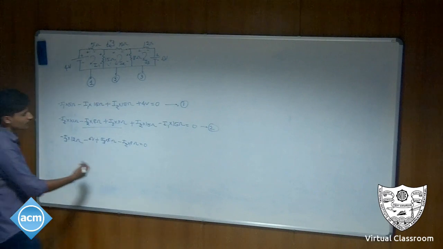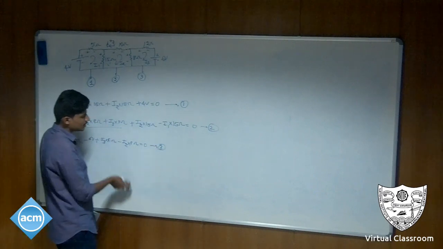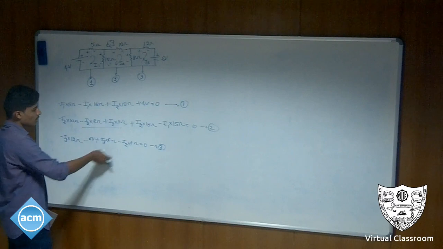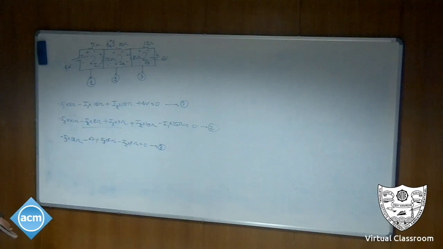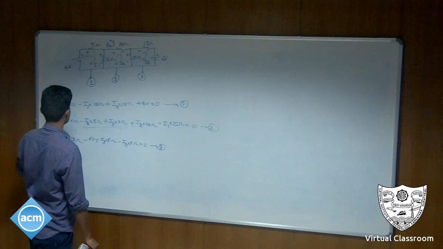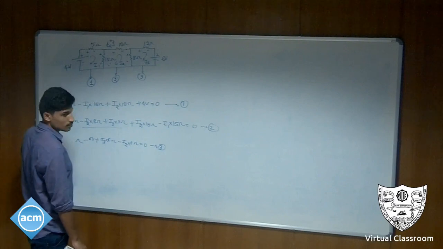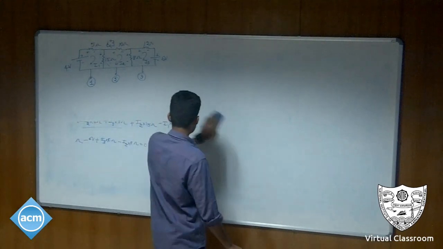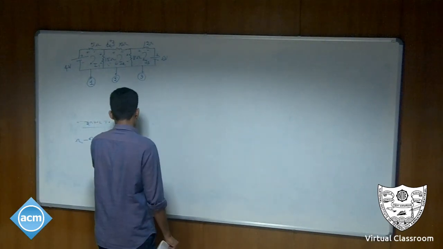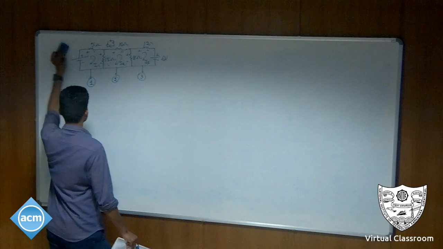So if you solve these three equations, you just solve for I2 from this in terms of I3 and apply it here. You get two equations in I1 and I2. Solve them and then finally solve for the rest. Is this clear? Okay, this is simple mesh analysis. Let's say I give you one more circuit.